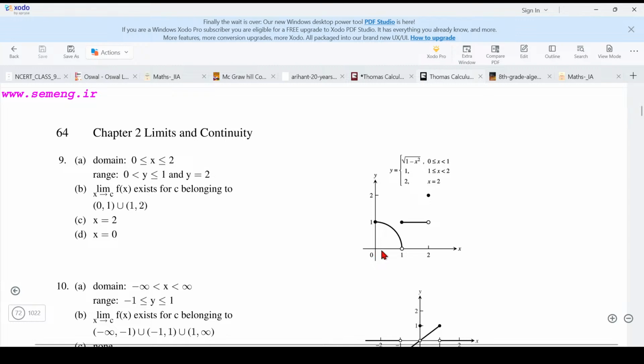But beyond 0, every point between 0 and 1, both open brackets, the limit is defined, but at 1 it is not defined, so we exclude 1. And between 1 and 2 again, at any point left hand and right hand approach are same, but what happens at 2? At 2, what is the left hand approach? 1. At 2, what is the right hand approach? We don't know. Very good, because the right hand graph itself is not there. So where our limit exists: 0 to 1, both open brackets, and 1 to 2, both open brackets.